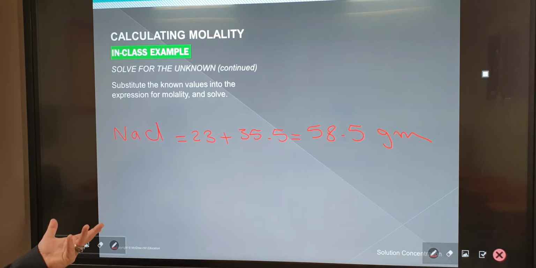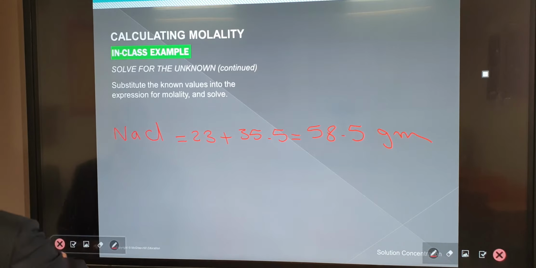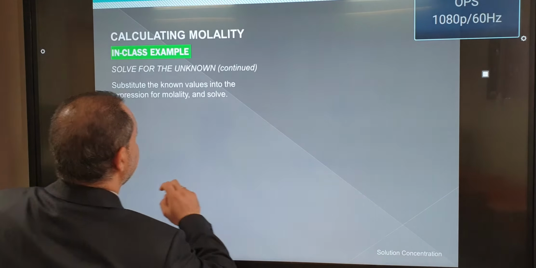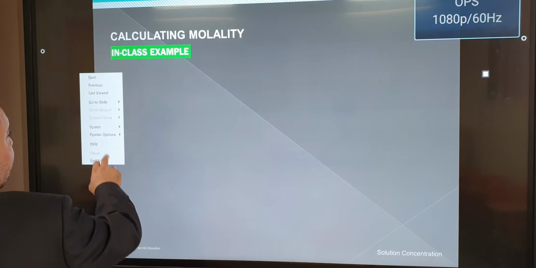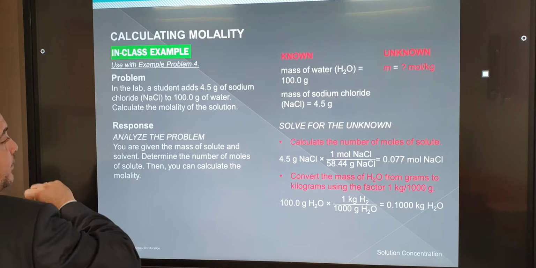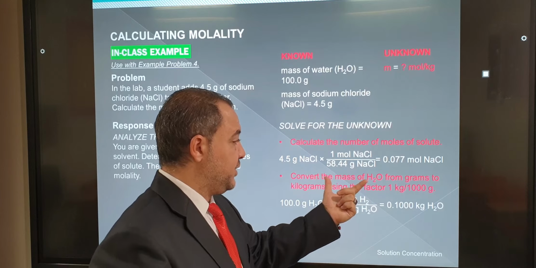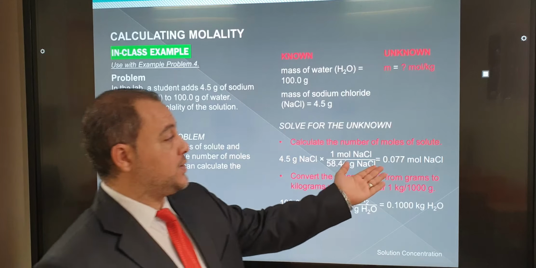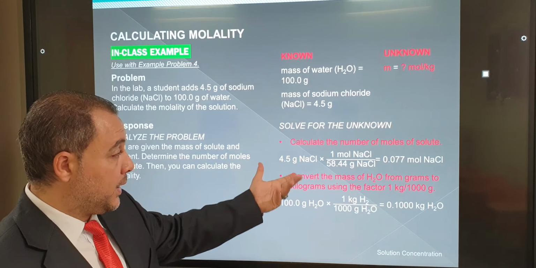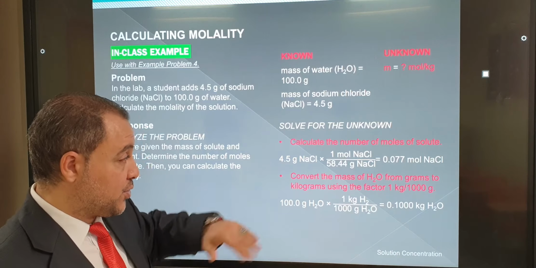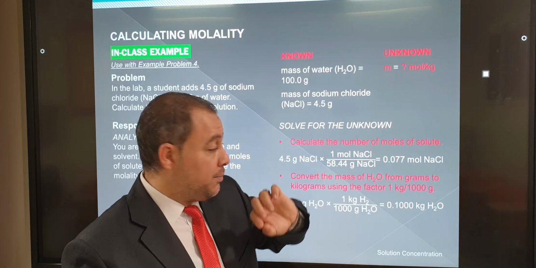Okay, you must calculate the molar mass of NaCl before solving this problem. After that, the mass of substance divided by 58.5, the molar mass of NaCl, equals 0.077 mole NaCl. So it's the number of moles that we calculated: the mass of substance divided by molar mass. So 0.077 is the number of moles.